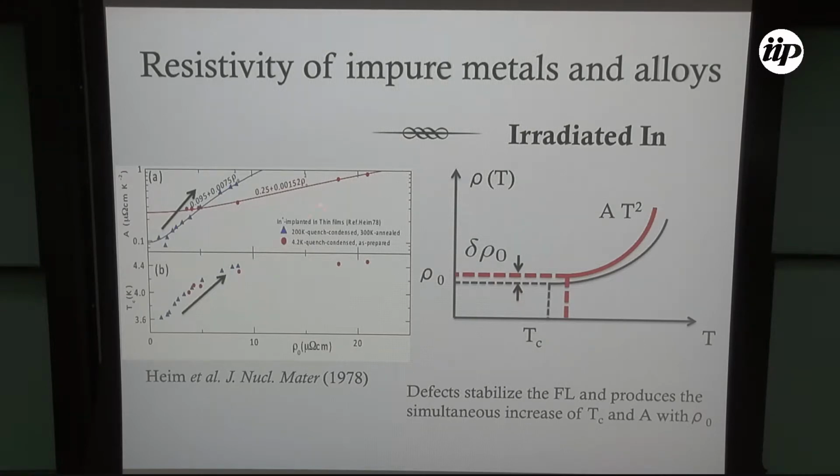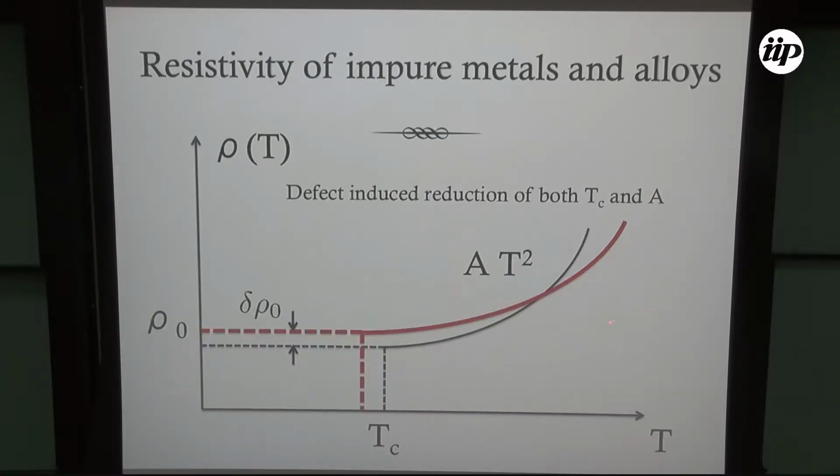This is, for example, if you get indium films and you bombard indium with indium itself, producing self-interstitials, for example. You see here, this is the Fermi liquid coefficient. It goes up with the residual resistivity as well as Tc. So delta rho is positive, Tc goes up, A goes up. We can have the other way around. We can introduce defects producing an increase of residual resistivity, but we reduce Tc and we reduce the curvature.